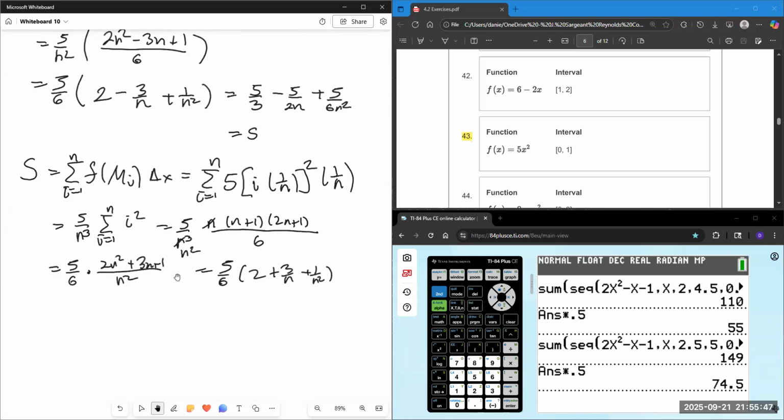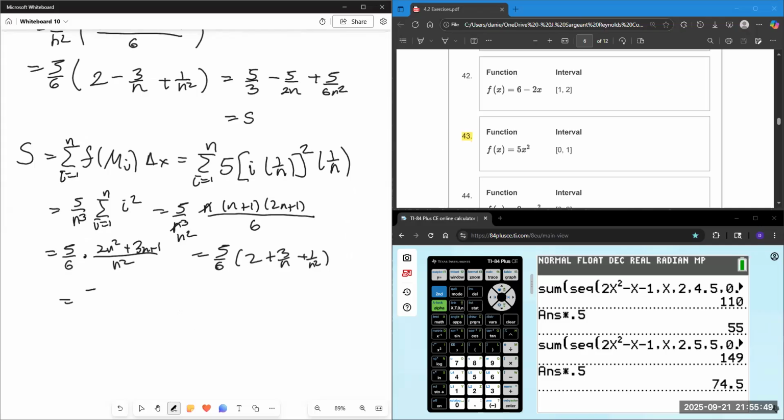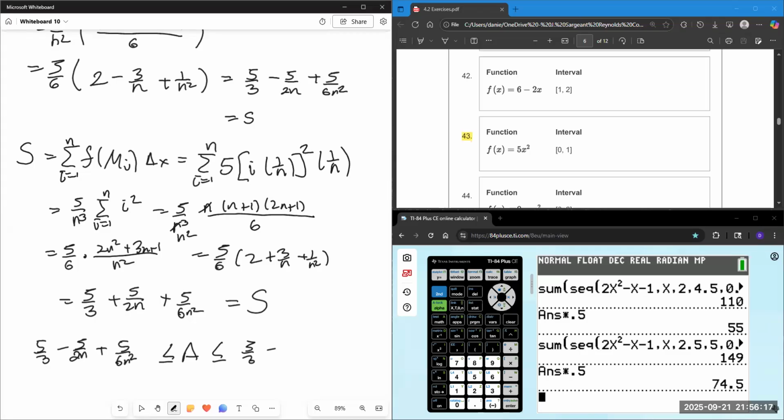is going to be 5/3 plus 5 over 2n plus 5 over 6n squared. Again, this is our capital S. So we're somewhere between those things. The actual value of A is somewhere between 5/3 minus 5 over 2n plus 5 over 6n squared, and 5/3 plus 5 over 2n plus 5 over 6n squared.